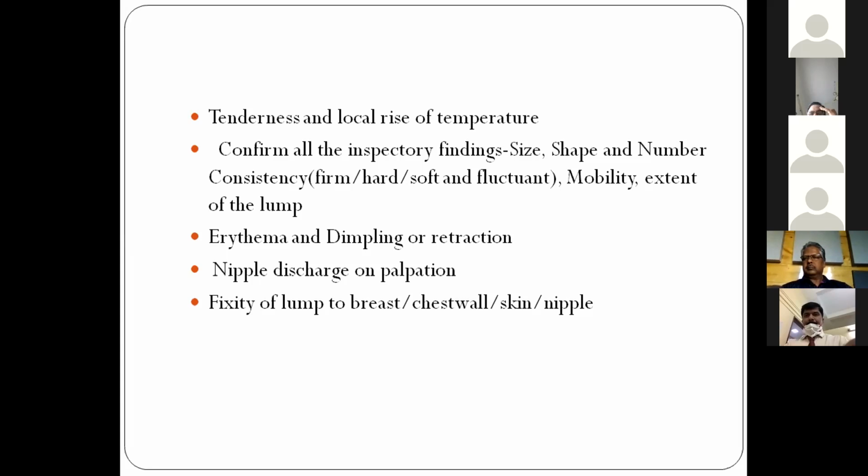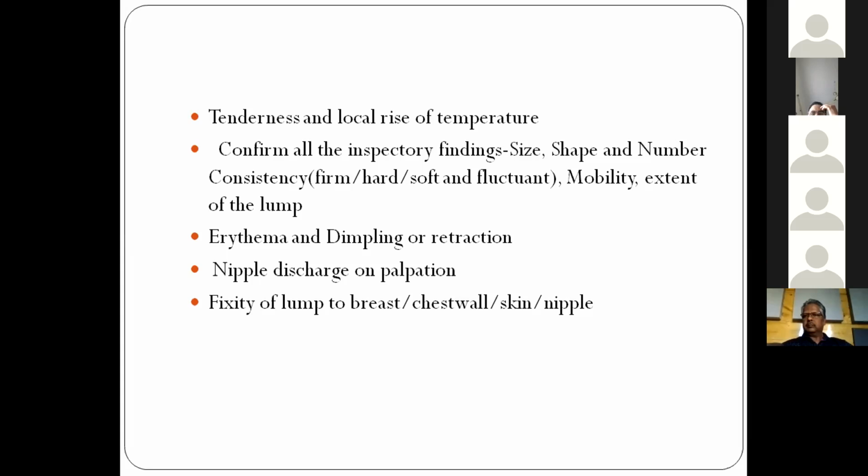Then again, we look for the dimpling and retraction of the skin, which was seen on inspection. If there is any, you have to recheck it in the palpation findings. Always palpate the nipple and areola region, because sometimes there can be a lump under the nipple and areola. Sometimes you may elicit some discharge on palpation, which was not seen on inspection.